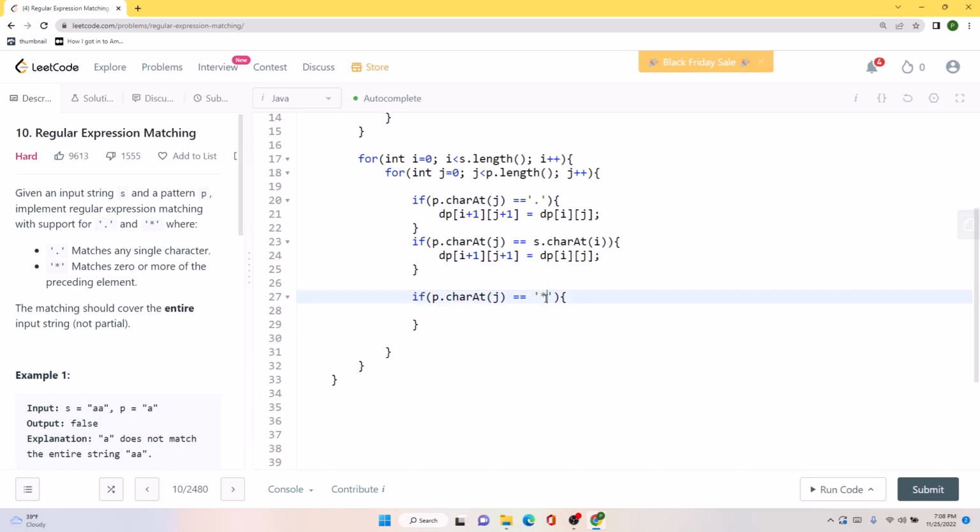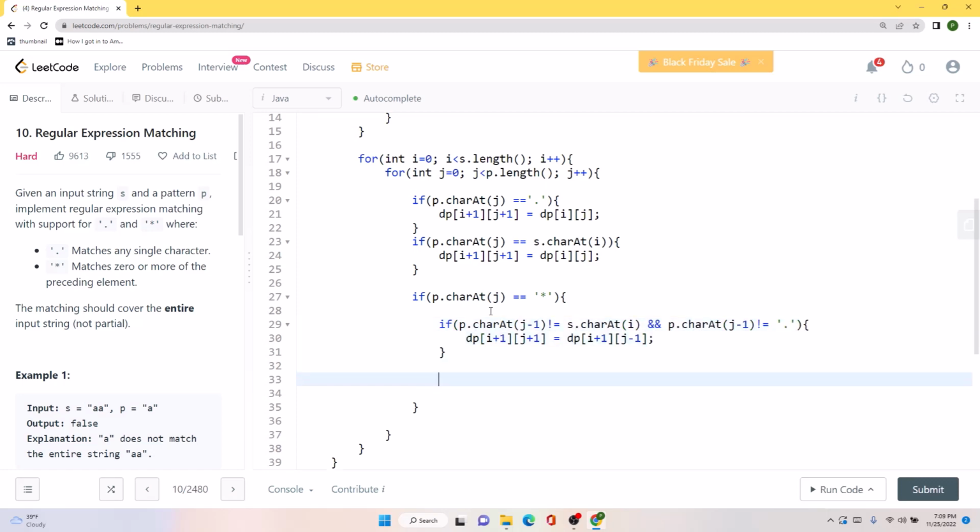So now we are at the value star. There could be two possibilities. We could have a character and a star, or we could have a dot and a star. If there is a dot and a star, we only need to check whether all the values before that match or not. And if that is the case, we would be good. We can mark it as true. So first let's take care of the scenario where the given value is a dot star.